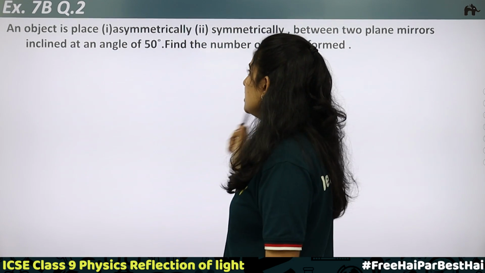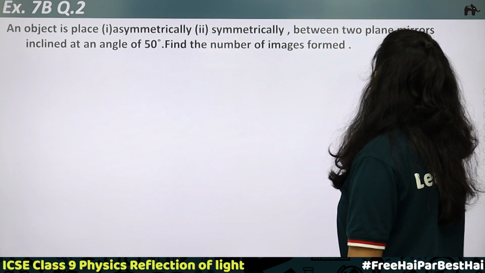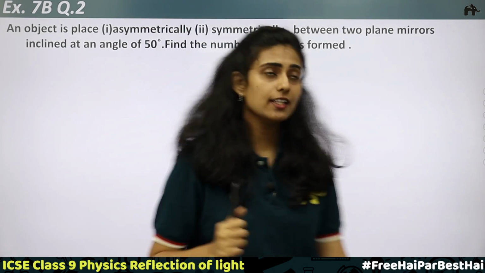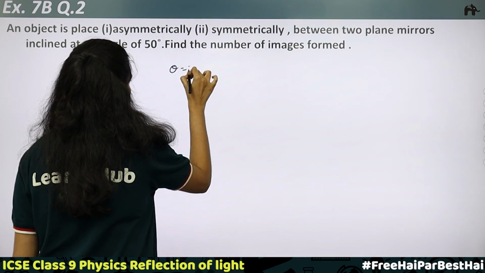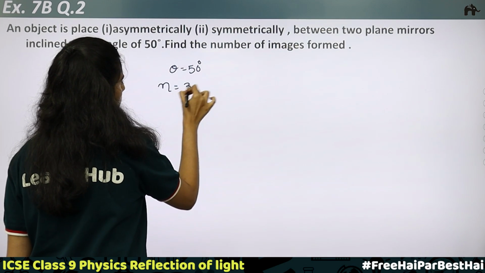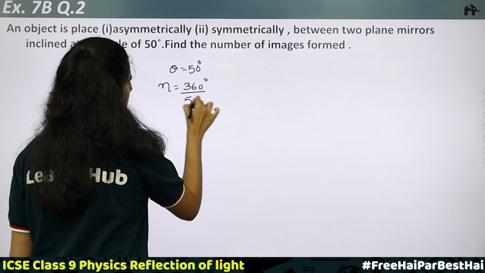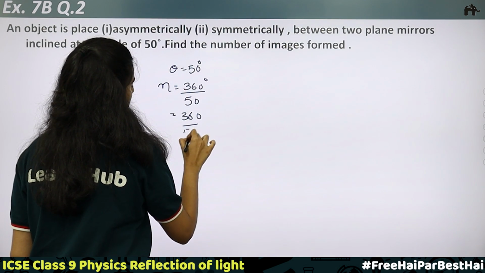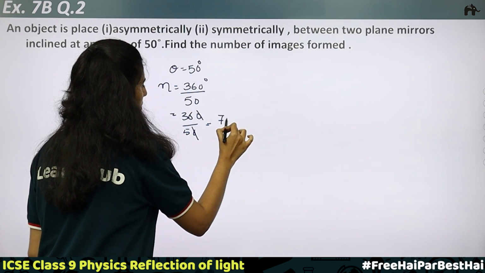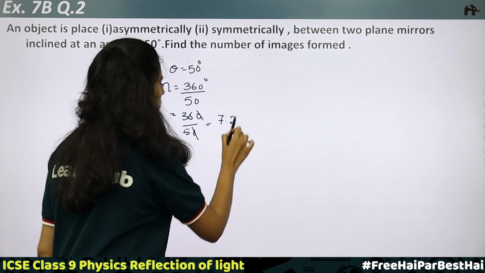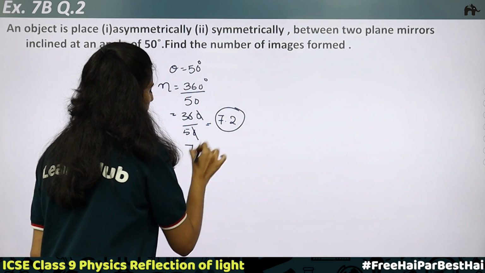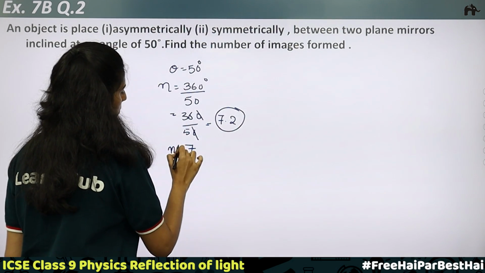Question number 2 of exercise 7B. An object is placed first asymmetrically, second symmetrically between two plane mirrors inclined at an angle of 50 degrees. Find the number of images formed. Here angle theta is equal to 50 degrees. What is n? N will be equal to 360 degrees divided by 50 degrees. 360 by 50, cancelling zeros, 36 divided by 5. You get 7.2. So, we have to round it to a whole number. 7.2, nearest whole number, when you round you will get 7. So, n value can be 7.